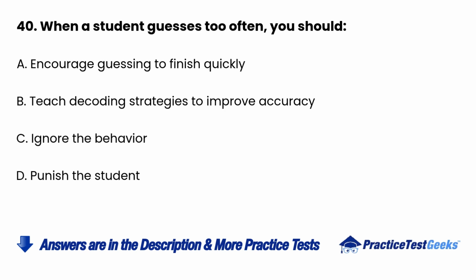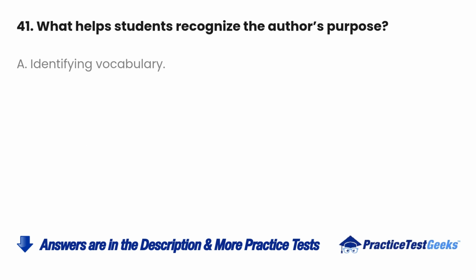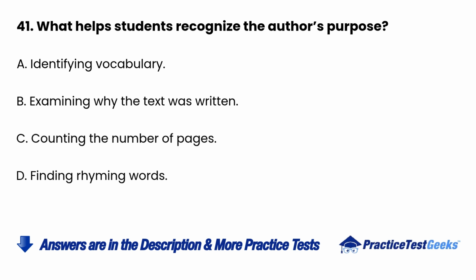40. When a student guesses too often, you should: A. Encourage guessing to finish quickly. B. Teach decoding strategies to improve accuracy. C. Ignore the behavior. D. Punish the student.